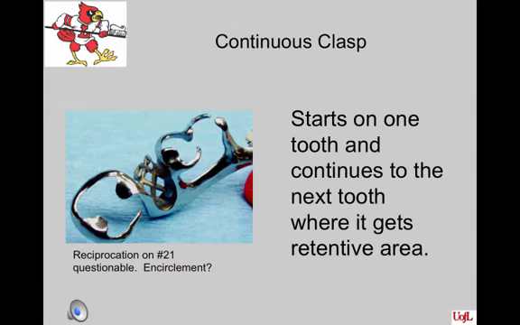The continuous clasp starts on one tooth and continues to the next tooth where it gets its retention. Please notice that the clasp or the direct retainer on the buccal of number 20 extends up to number 21 into the retentive area. It's very important that you have good reciprocation when you use something like this.